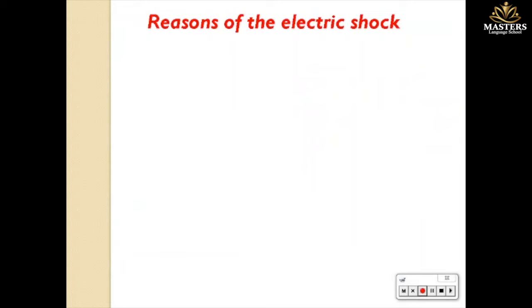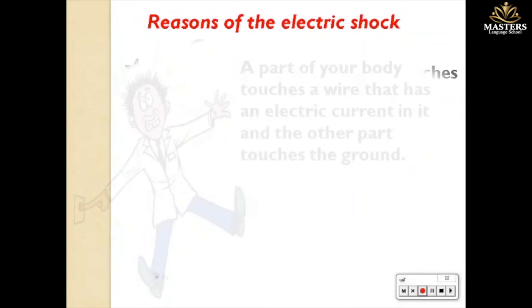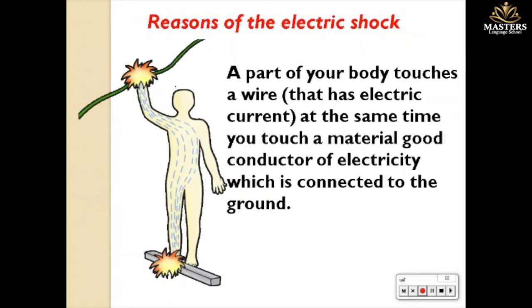What are the reasons of the electric shock? The reason number one, a part of your body touches a wire that has an electric current in it, and the other part touches the ground. Number two, a part of your body touches a wire that has electric current, and at the same time you touch a material that is a good conductor of electricity, which is connected with the ground, like this figure.